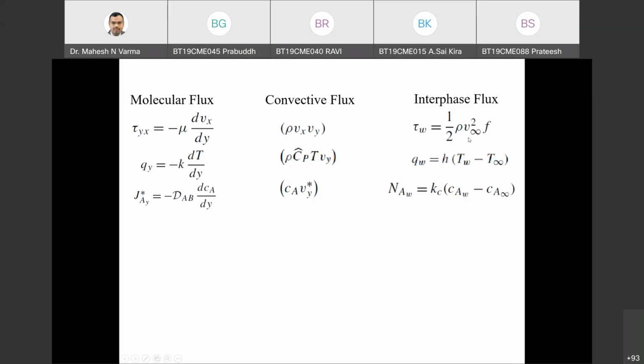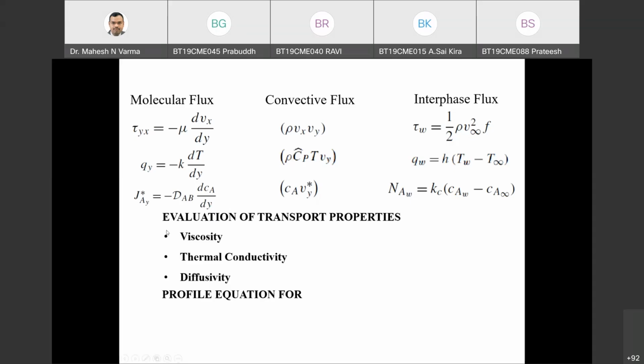So here also, this will be velocity, temperature, and concentration. So here also you can see velocity, temperature, and concentration. So these are the most important properties in transport phenomena. So overall, we'll be discussing hereafter the evaluation of transport properties. Which transport properties? Viscosity, thermal conductivity, and diffusivity.